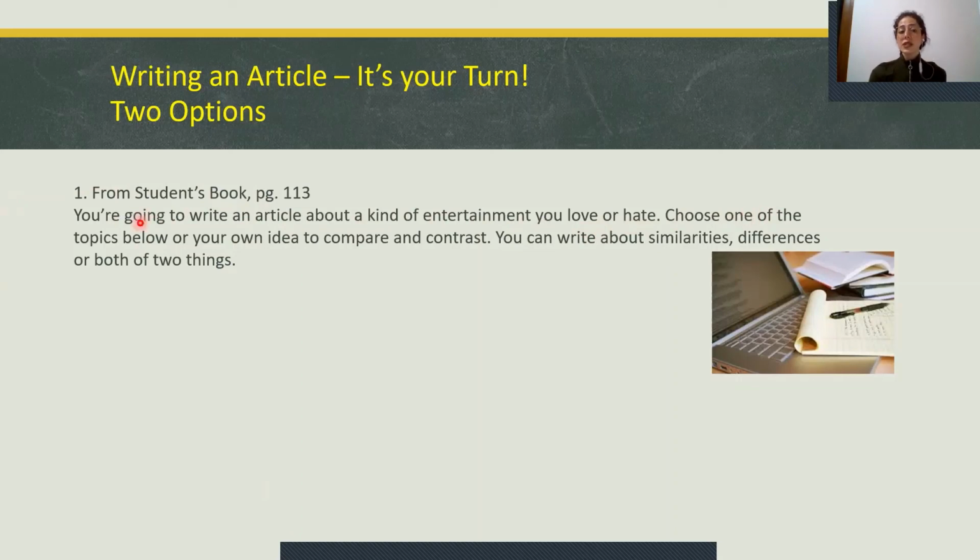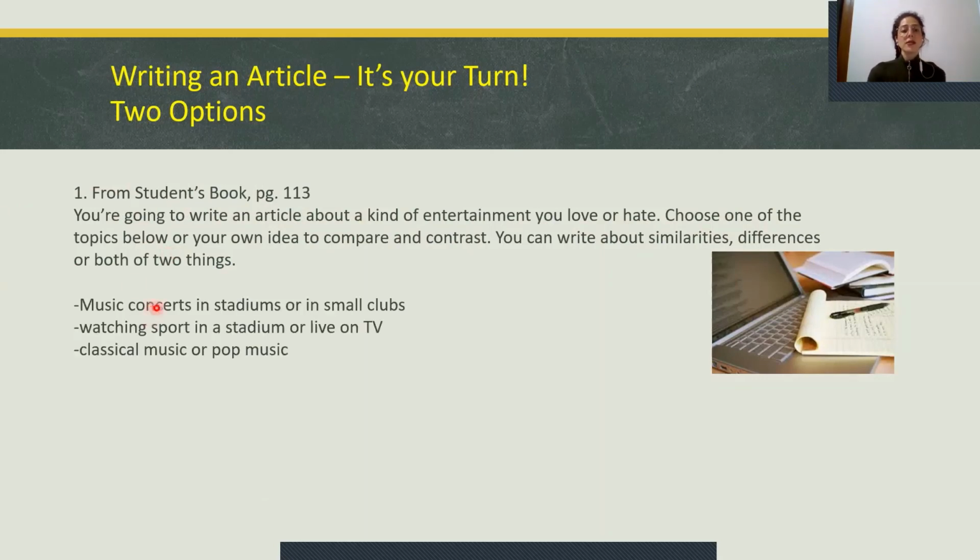Choose one of the topics below or your own idea, ya da sizin bulacağınız bir şey, to compare and contrast. The similarities söyleyebilirsiniz, differences doesn't matter. You can write about similarities, differences ya da ikisi de. Similarity ve differences of two things. İki şeyi karşılaştırmanız önemli burada. Neler olabilir? Music concerts in stadiums or in small clubs, watching sport in a stadium or live on TV, classical music or pop music. Burada şartımız nedir?